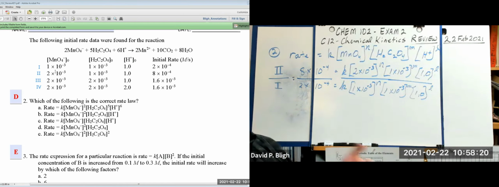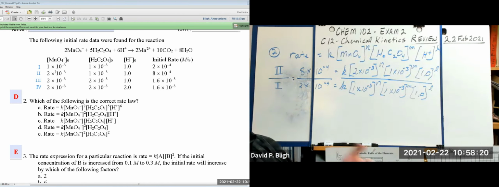Now I mentioned I was going to calculate what K is. We can do that too. So now that you have this set up, we can calculate K. All you need now is a rate and concentrations. In fact, we don't even need that term. We only need these two. So you just pick one of the experiments. Doesn't matter to me. Any one will work, right? Because K is a constant. So any experiment will work. So let's just do the first one then.